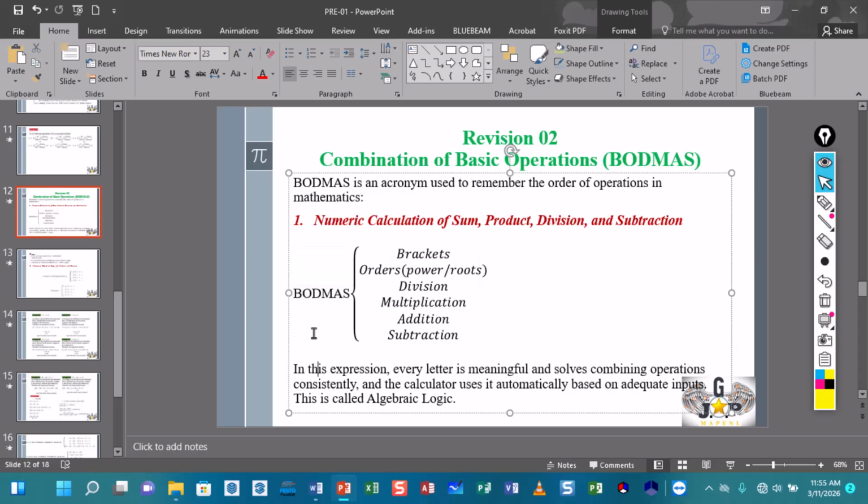Then after the bracket, you look around. Does your operation contain any roots, any exponent, any power, any logarithm? You look at it there. If it has it, solve it. If it doesn't, you check again: does it contain a division? If there is a division, then you solve the division. Or does it contain a multiplication? If there's a multiplication, solve the multiplication.